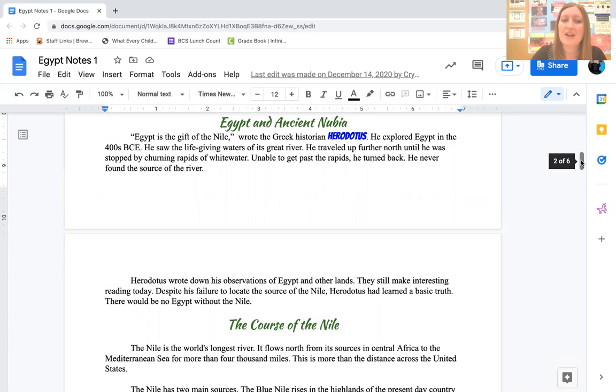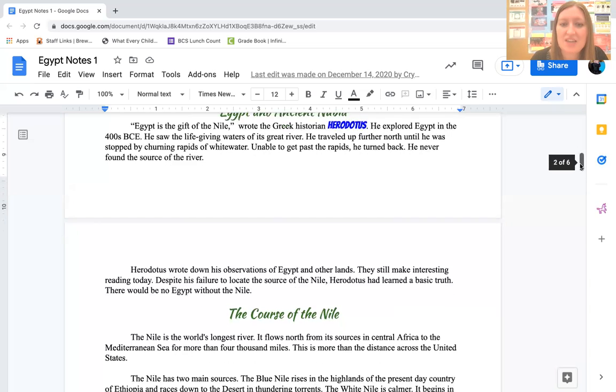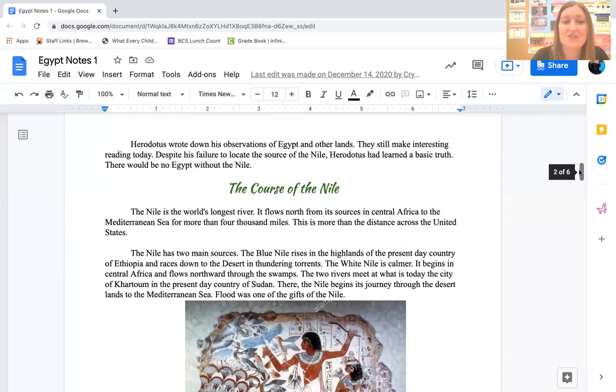Herodotus wrote down his observations of Egypt and other lands, and they still make interesting reading today. Despite his failure to locate the source of the Nile, Herodotus had learned a basic truth. There would be no Egypt without the Nile. We would just call that Sahara, right? Sahara Desert. The Nile's kind of like right in the middle of it. You got Eastern Sahara and then the Sahara Desert.